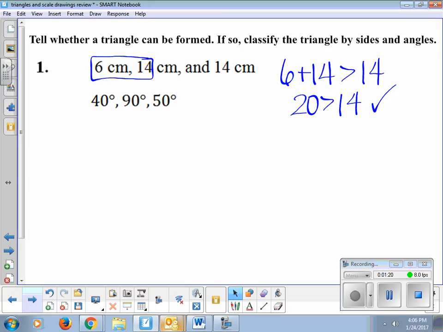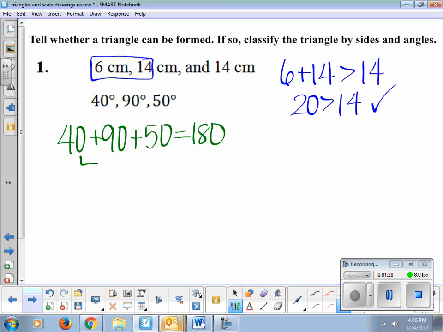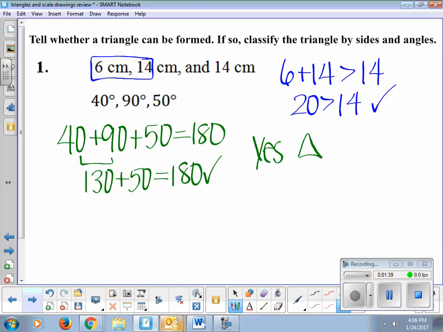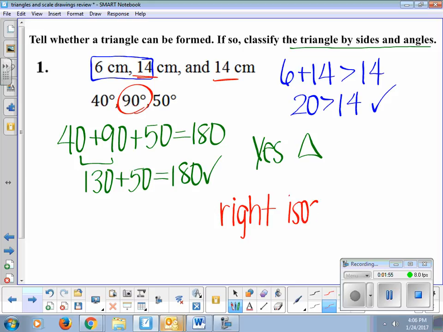When you add your angles, we're adding 40 plus 90 plus 50, and it needs to equal 180. 40 plus 90 is 130, plus 50 equals 180. So yes, we have a triangle, and we want to classify by the sides and angles. We have a 90-degree angle, which means we have a right triangle, and we have two congruent sides. So we have a right isosceles triangle.